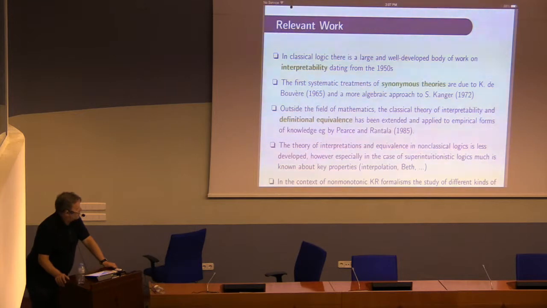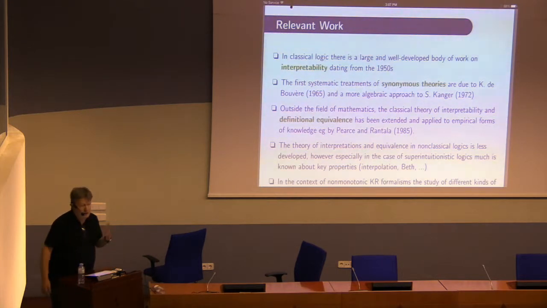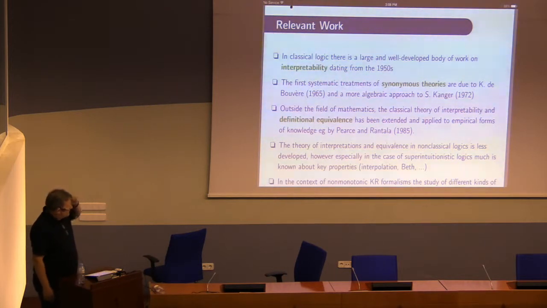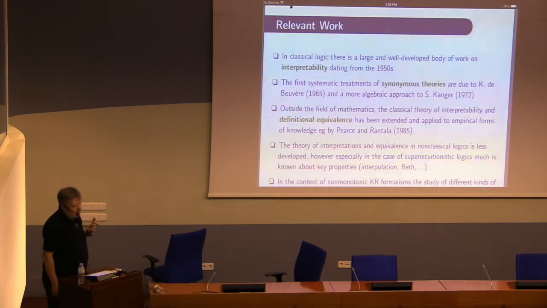Some very old related work. The theory of interpretability in logic started from the late 40s and early 50s, mainly through the work of Tarski and his followers. And thanks to this theory, we had very important results in logic, like the undecidability of group theory, for example. In the beginning of the 60s, there was treatment of synonymy in logic, and some names are mentioned there. And I started to work in the 80s on applying these concepts to knowledge, reconstructions of scientific knowledge, basically.